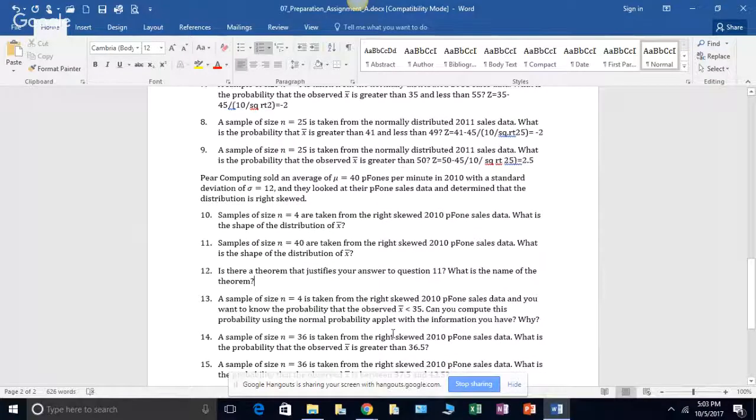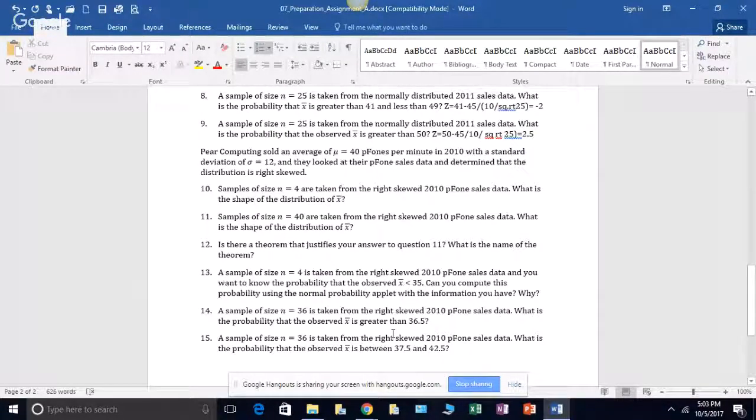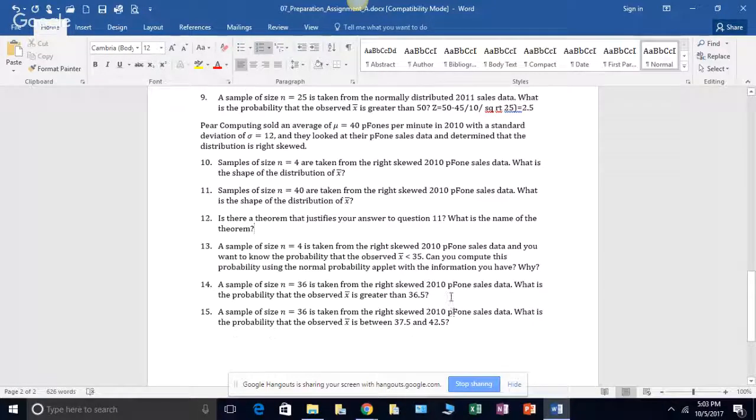All right. And can you compute this on a normal probability applet? Well, since the sample size is only 4 and it is right skewed, no. Because the applet is based on a normal distribution, it doesn't work on a right skewed one. Gotcha. Okay. So this one, same formula as before.